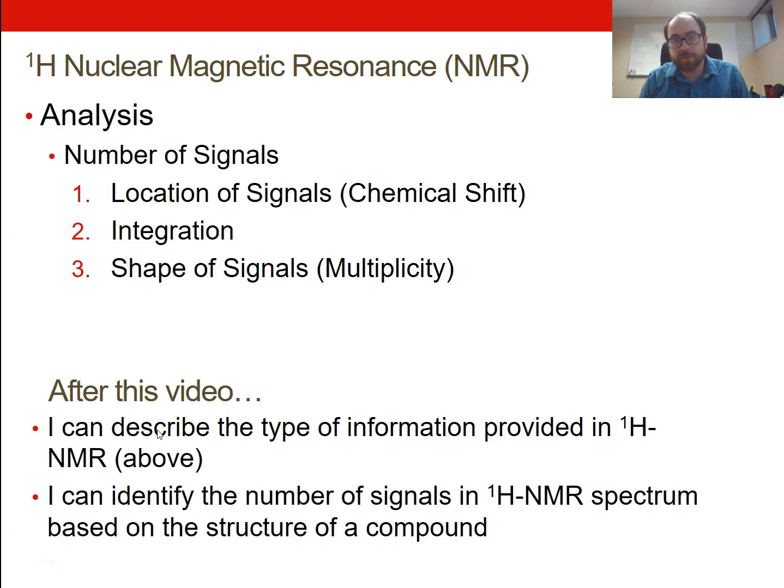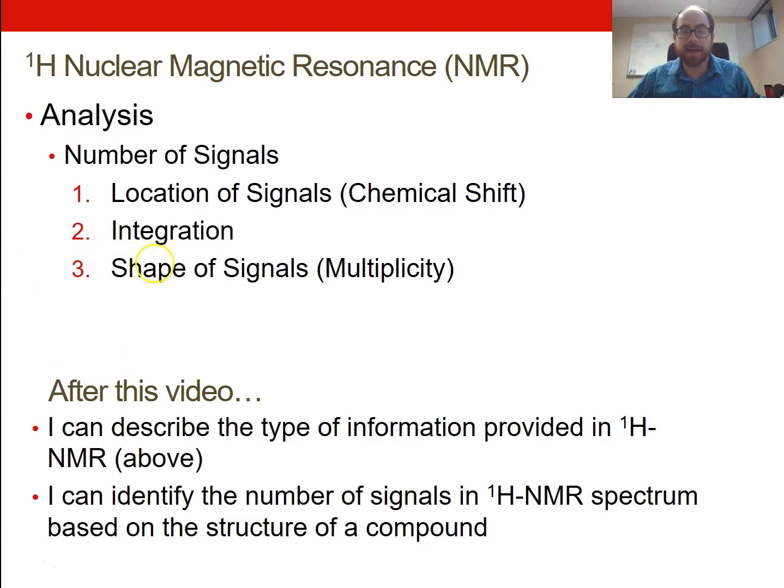Hello everyone. In this video, we'll begin our analysis of proton NMR spectra, or H1 NMR, nuclear magnetic resonance. We'll begin by identifying the number of signals that exist within a compound. If we're given a structure, we can figure out how many different signals are going to appear on the NMR spectrum, and then we're going to further analyze those individual signals.